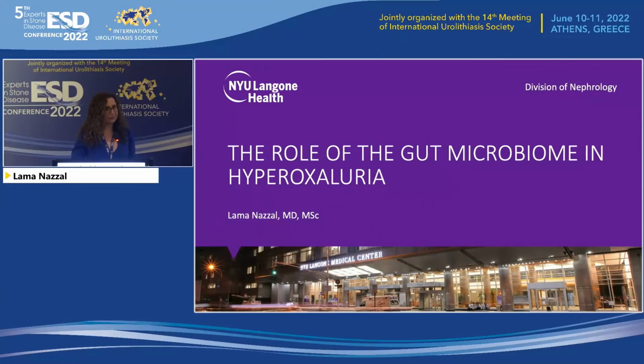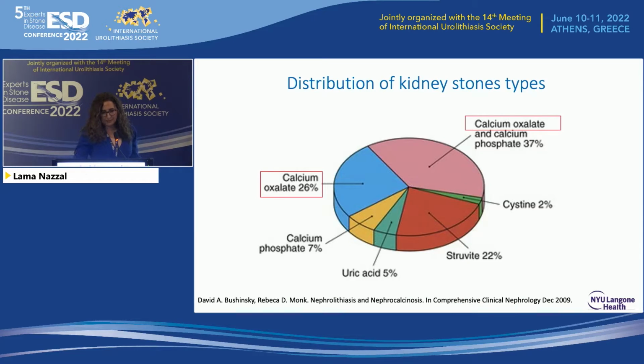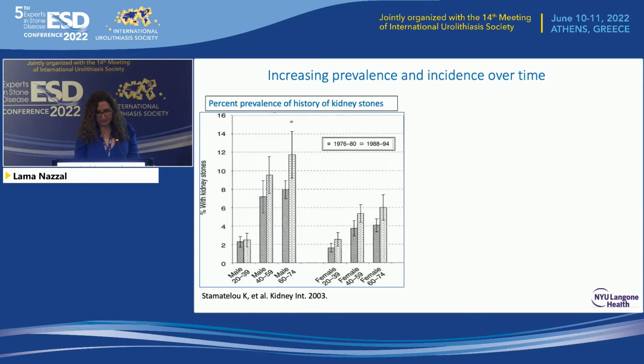I would like to thank the organizers for giving me the opportunity to present our work on the role of the gut microbiome in hyperoxaluria. So as we all know, kidney stones are common, and the most common form of kidney stone is calcium oxalate. And oxalate is present in more than 50% of the kidney stones.